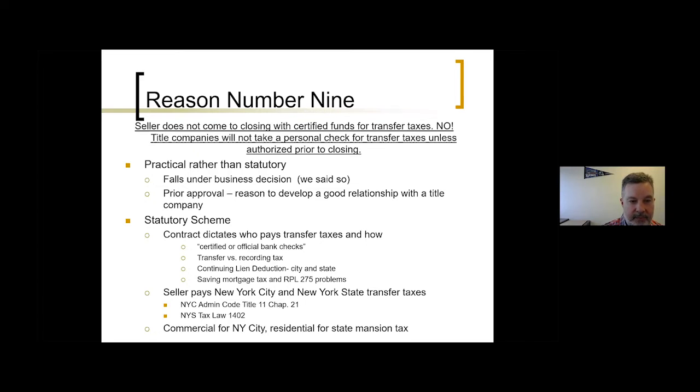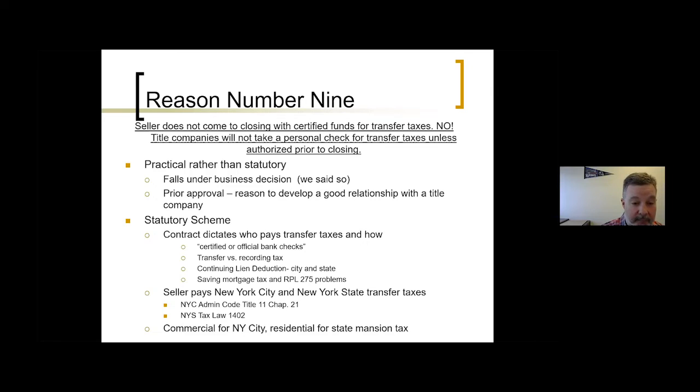Seller number 9, or reason number 9 rather. Seller does not come to the closing with certified funds for transfer taxes for his title bill. Title companies do not take personal checks for transfer taxes, or for any seller's fees, transfer taxes, real estate taxes, anything that's on the seller's bill. They're going to want a bank check, certified funds, or an attorney escrow check.